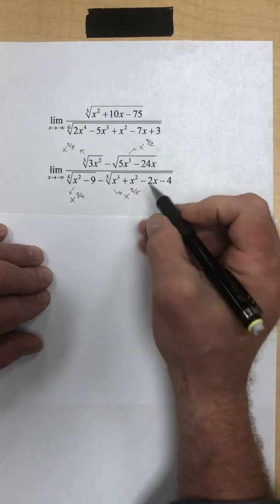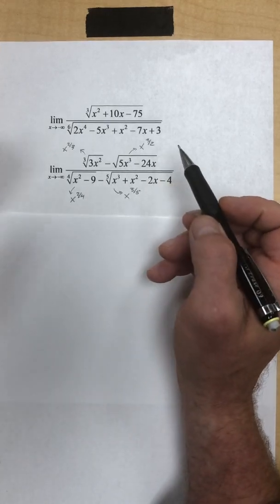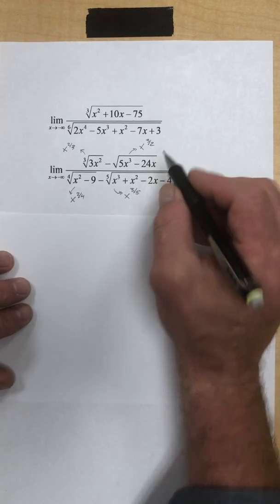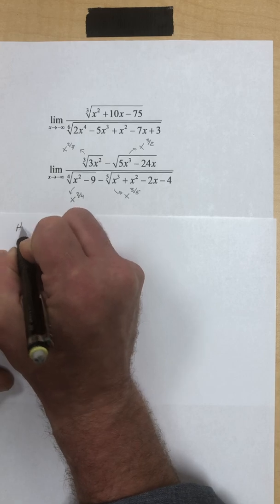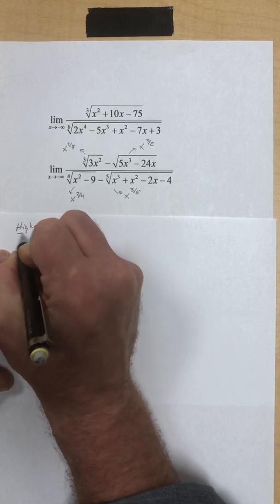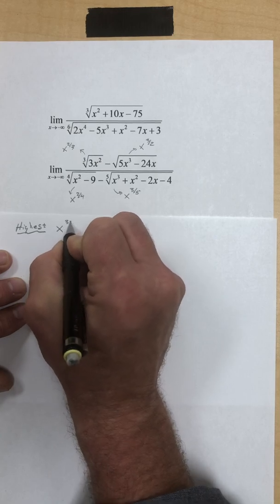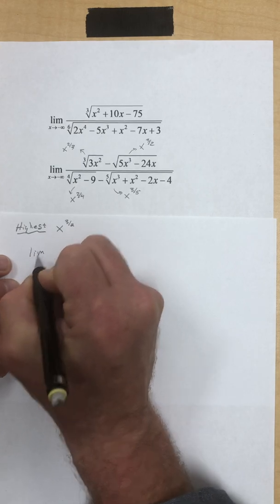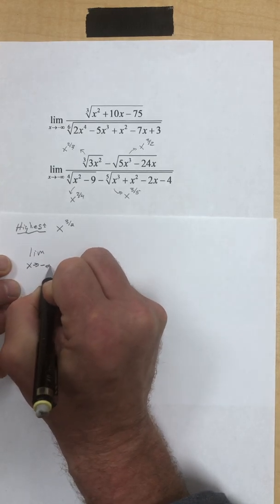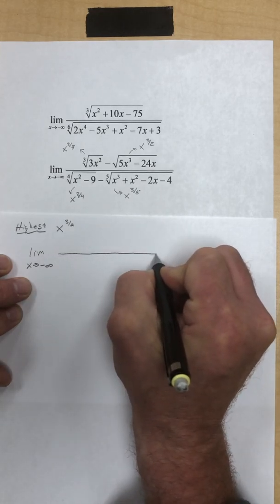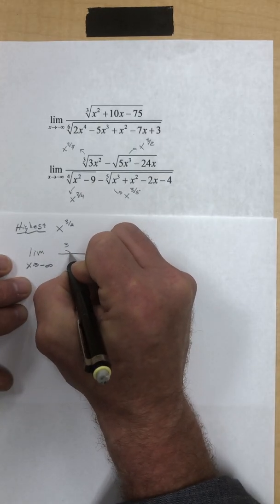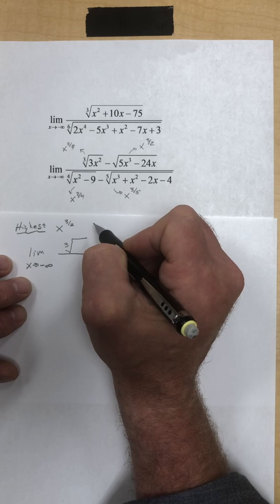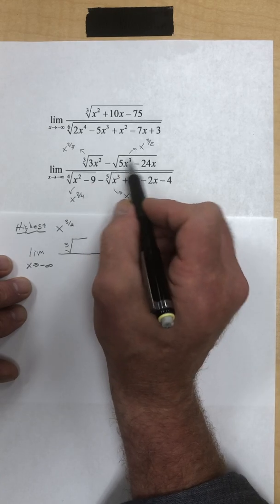3/5. So we look at these exponents and ask which is the highest degree. Clearly, x to the 3/2 is the highest degree. So we've got to divide everything by x to the 3/2. And this is where it gets tough. So we say the limit as x goes to negative infinity. We've got the cubed root of 3x squared, and we've got to divide by x to the 3/2.